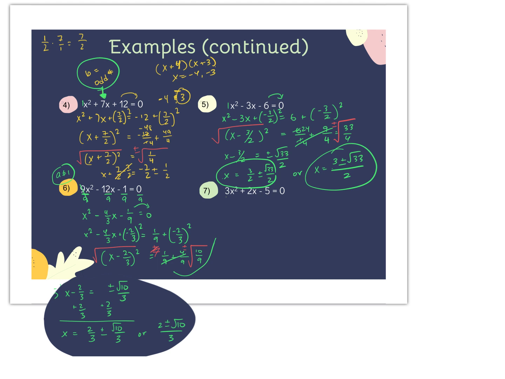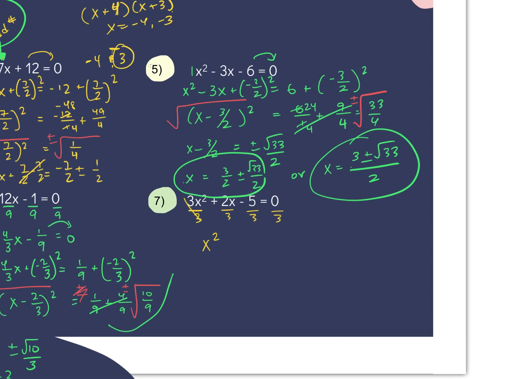So again, we've got this 3 here in front, and I can't have it, so I divide everything by 3. That's going to make my x squared plus 2/3 x minus 5/3 equals 0. Again, I'm going to move this 5/3 over. So x squared plus 2/3 x equals positive 5/3. Now I'm going to take half of 2/3, which is going to be 2/6, which is 1/3. So this is going to be plus 1/3 squared, plus 1/3 squared.